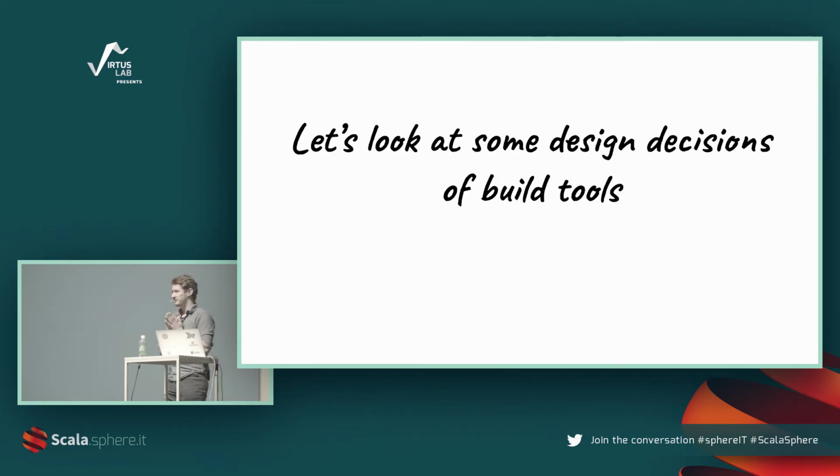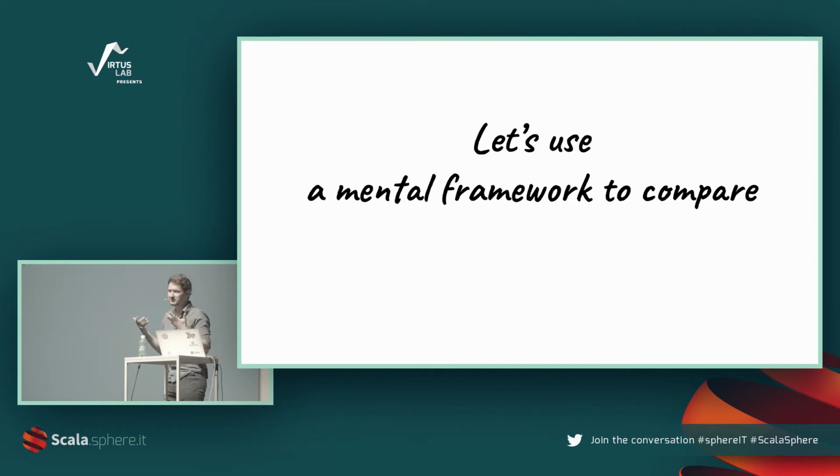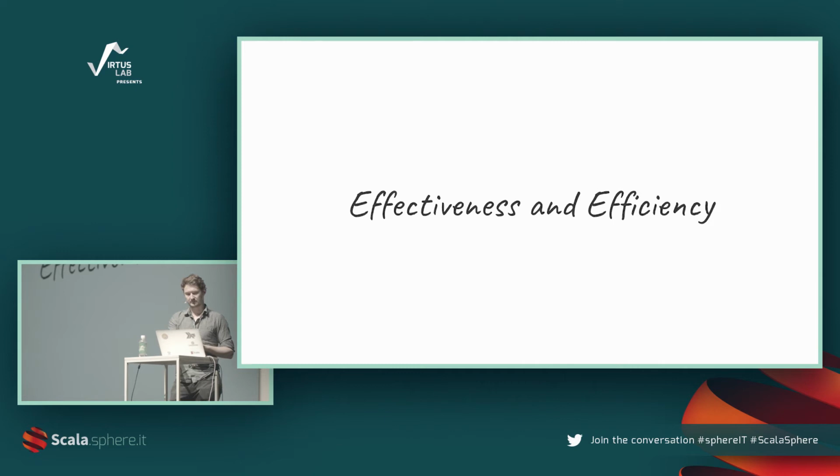And so let's look at some of the decisions that tools have made and what the impact of these might be. And let's build a little bit of a mental framework in order to compare this. To try to be less judgmental, but try to break it down a little bit, even though it's hard. And two keywords I like to think about generally in software development are effectiveness and efficiency. Effectiveness is basically does it get the job done? And efficiency is how well does it get the job done?